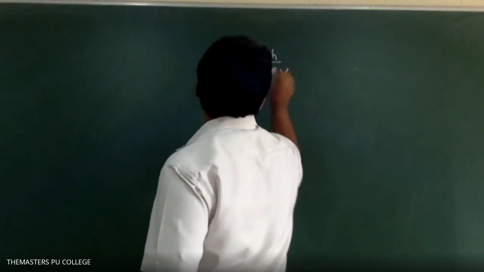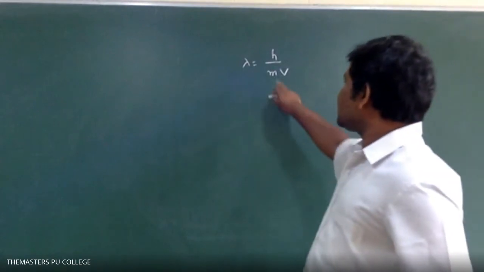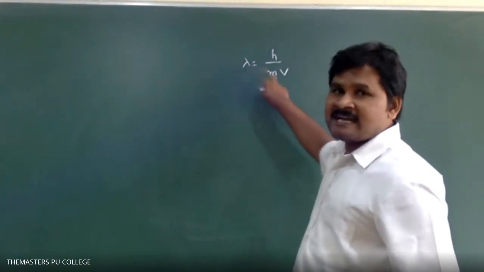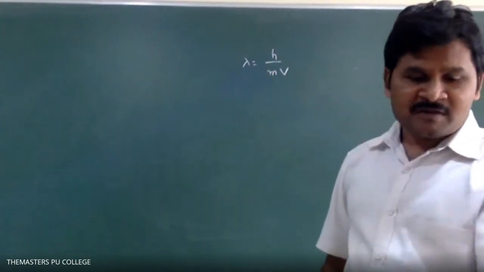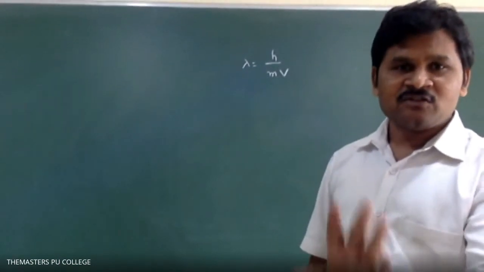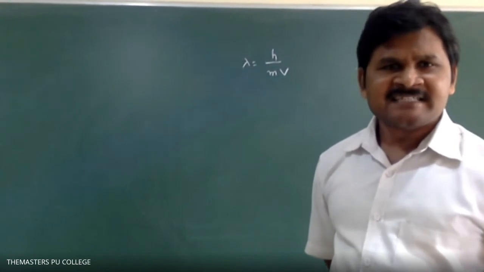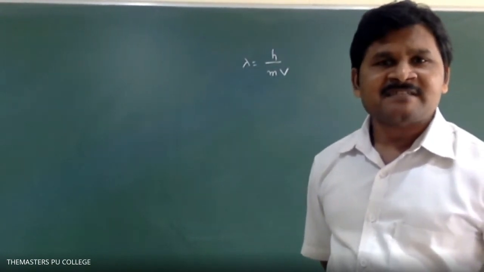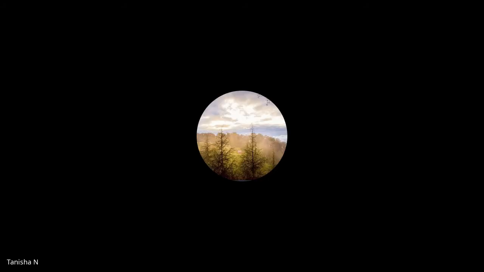Students, this is the formula: lambda is equal to h by m. Lesser the mass, greater the wavelength. Greater the mass, lesser the wavelength. Here, CO2 is 44 molecular weight, NH3 17, O2 32, N2 28. Which has the least mass? NH3. Least mass means highest wavelength. NH3, sir. Right? Highest.